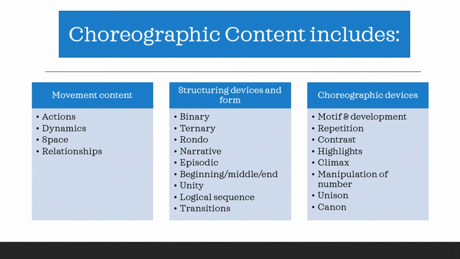First of all, you need to know about the choreographic content. So you must know about specific movement examples in terms of their actions, dynamics, space and relationships. And then you must know about the structuring devices that are used throughout Artificial Things, and then the choreographic devices as well, which are used.